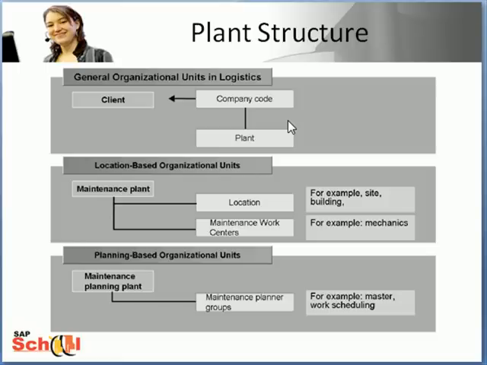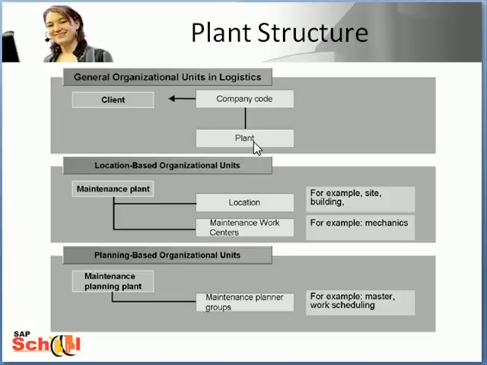These are the organizational levels important from a PM, plant maintenance, as we will call it now, perspective. So at the top here you have the general organizational units in logistics. The client is the highest level element of all the org units. It corresponds, for example, to a corporate group that may have several subsidiaries under it, and each subsidiary can be set up as a company code. Each company code has its own financial statement and balance sheet.